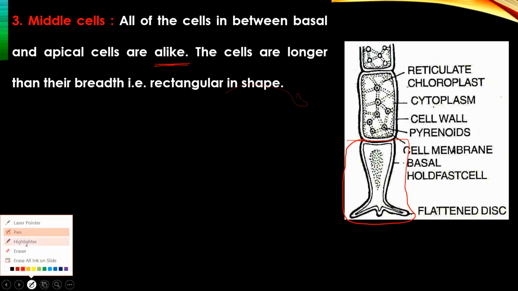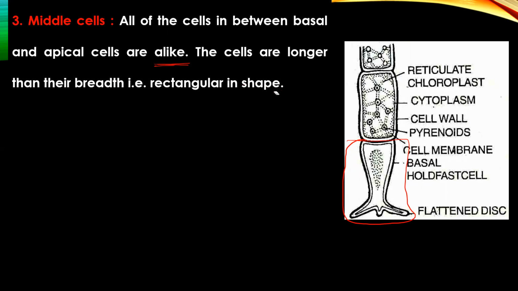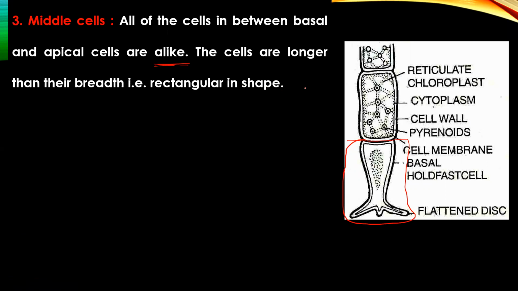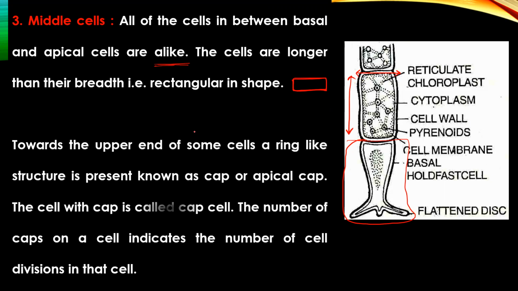How does a rectangle look like? It's like this, isn't it? The length is greater than the breadth. Here also you see. This is the length, and this is the breadth. Correct? So the intercalary cells are rectangular in shape.